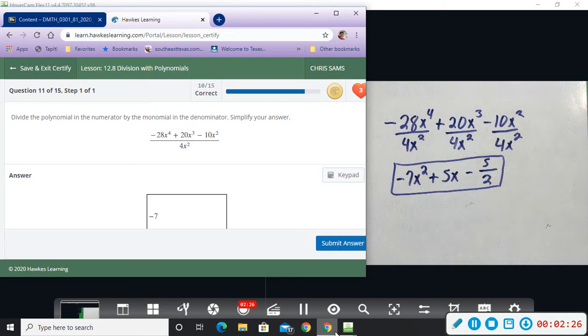So this will be the result of dividing by 4x squared. Negative 7x squared plus 5x. Oops, I didn't move down. Plus 5x. And then minus 5 over 2.